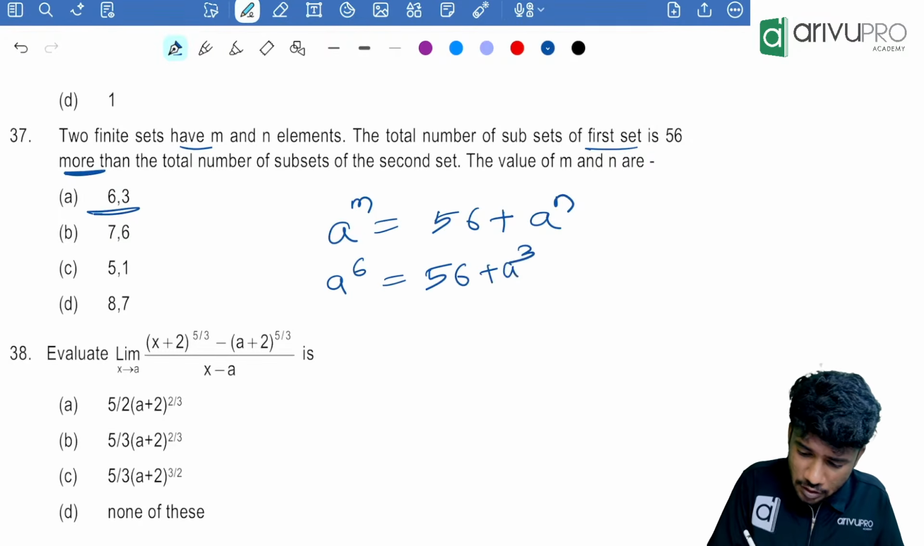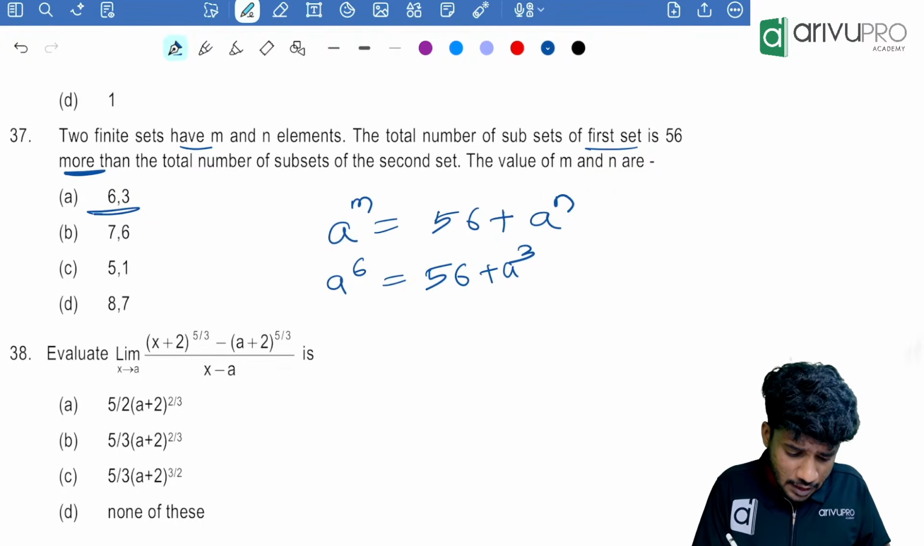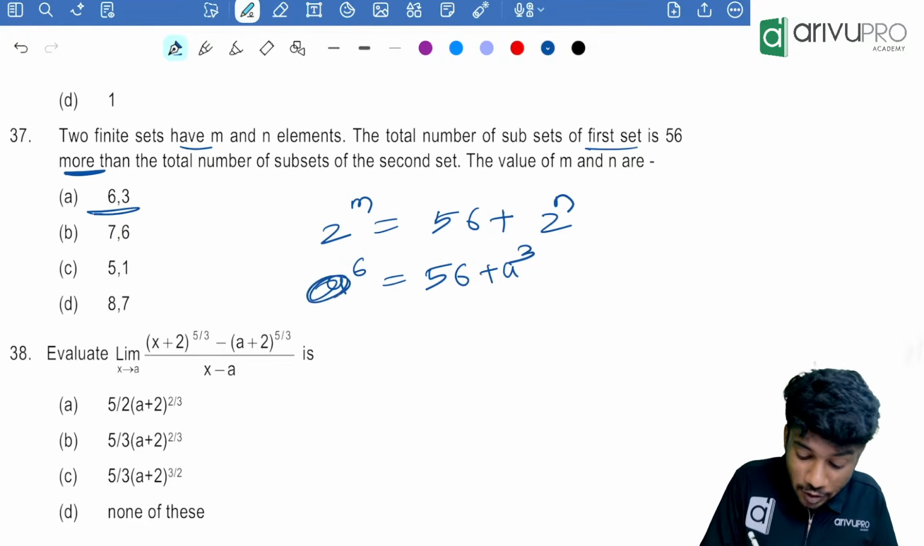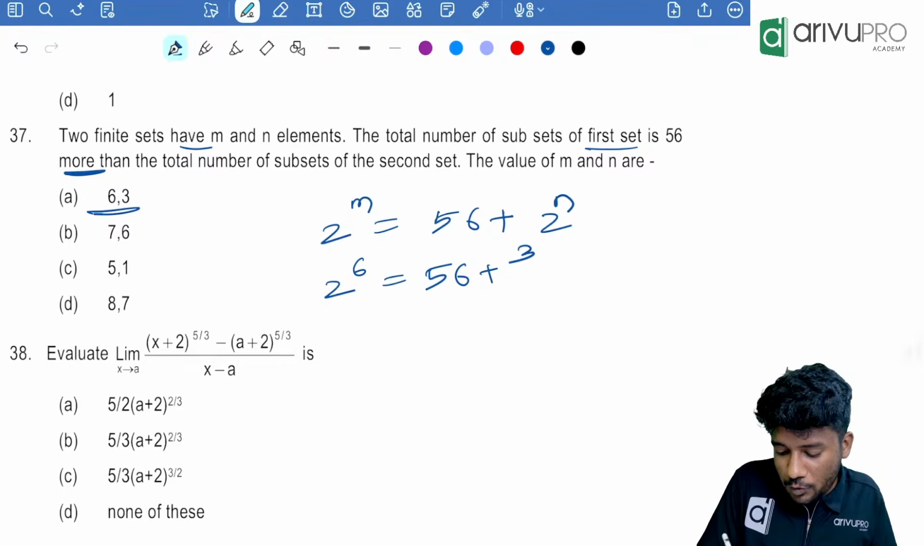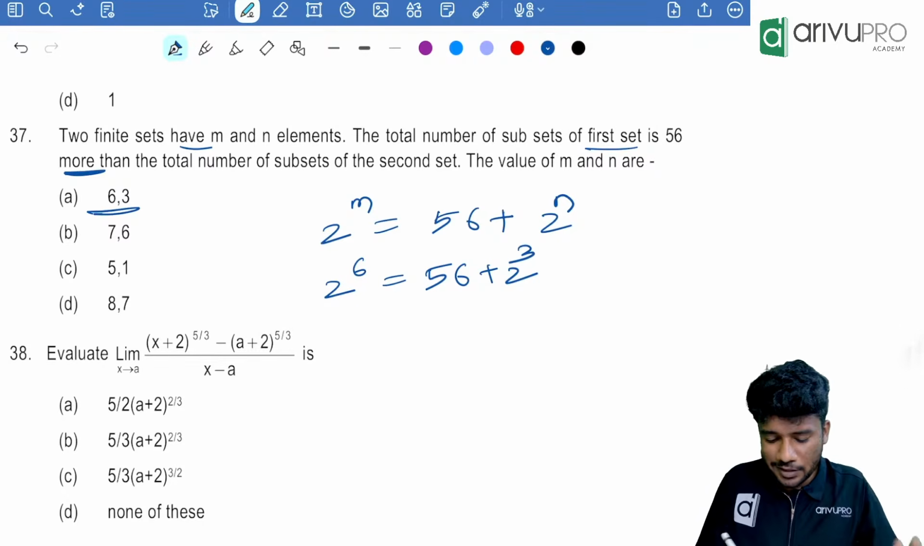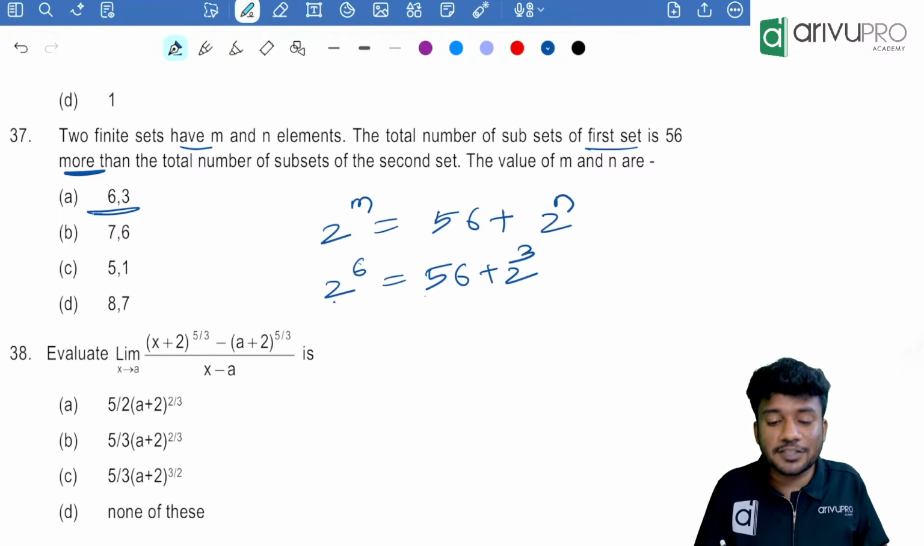A raised to 6, instead of a, you are going to put what? Instead of a, we should write 2, because we are talking about proper subset. That means we should write it as 2 raised to n itself instead of a raised to n, correct? So 2 raised to 6 is equal to 56 plus 2 raised to 3.